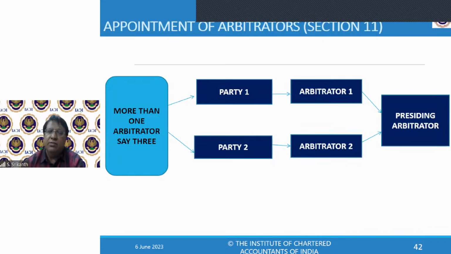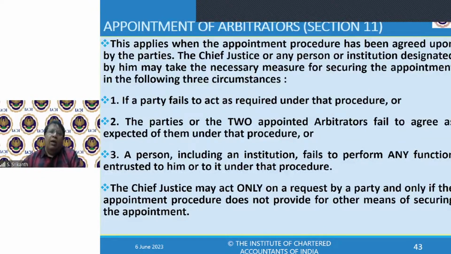Appointment of arbitrators. More than one arbitrator. We already saw that. Party 1, arbitrator 1. Then 1 and 2 together, presiding arbitrator. This applies when the appointment procedure has been agreed upon by the parties. The Chief Justice or any person or institution designated by him may take the necessary measure for securing the appointment. If a party fails to act as required under them, see, you are supposed to appoint one arbitrator, you don't appoint at all, then Chief Justice.